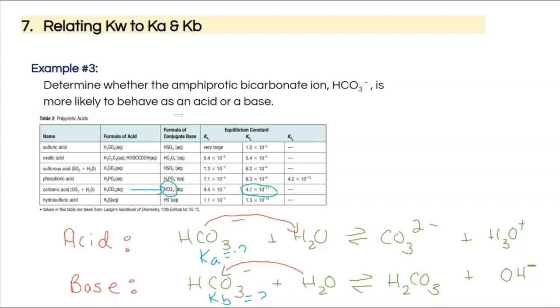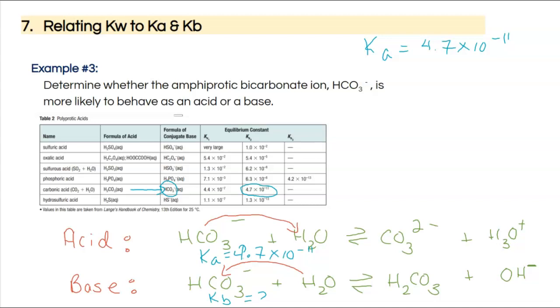So that value I'm just going to write out here. It's 4.7 times 10 to the negative 11, right? So I'm going to also write that up here. Ka value is 4.7 times 10 to the negative 11.